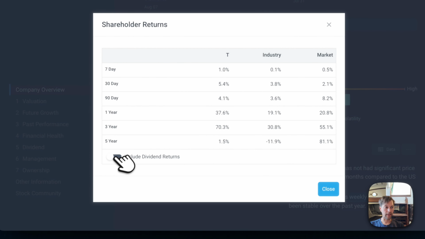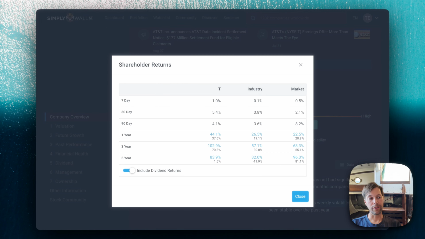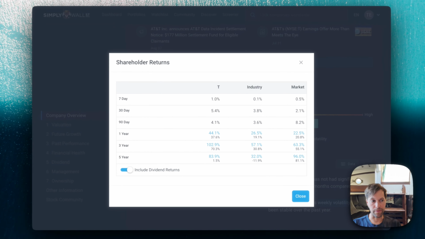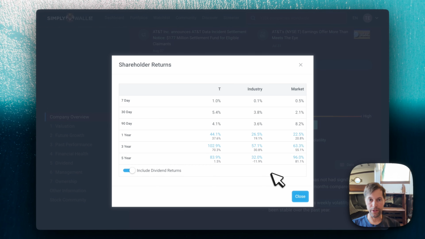If I toggle here, include dividend returns, you can see that when I account for dividends on AT&T, those dividend payments have been so substantial that you'd be up 80% just with the dividend payments alone. And if you look at the market, a lot of companies in the S&P aren't paying a dividend, so the difference between the total return and the return without the dividend is sort of plus 15%. It's not as different.